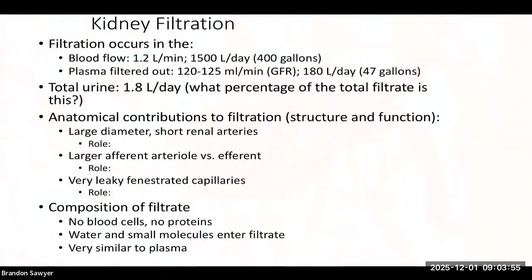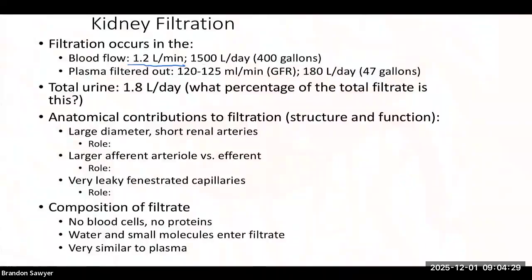Okay. All right. So then let's talk about the filtration process. So filtration, this is what our kidneys do, right? This is what our kidneys are known for. This is their primary function, to filter our blood. So we get about 1.2 liters per minute of blood flow going to our kidneys. That's a lot, right? When you look at our total cardiac output at rest, about 5 to 6 liters, this is a fifth to a quarter of our blood flow going to our kidneys. So it's a lot of fluid.